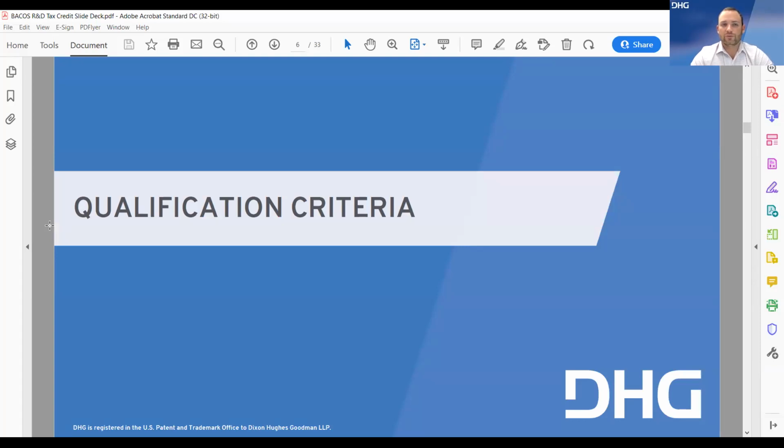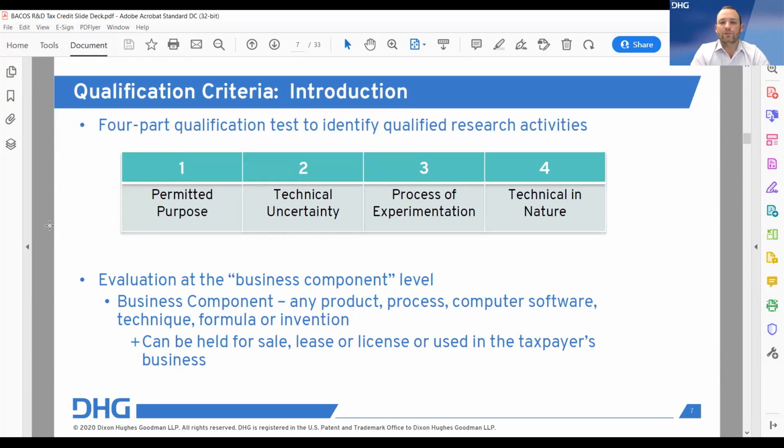So now we want to get into the qualification criteria. So essentially, what is required for a company's activities to be qualified for this tax benefit? This is where we get into what the IRS will generally call a 4-part test. So there's 4 tests that must be satisfied, and this must be satisfied for any project, process, software, technique, formula, invention, what the IRS will effectively define as a business component, just some component of your business that you're looking to develop, improve, create.